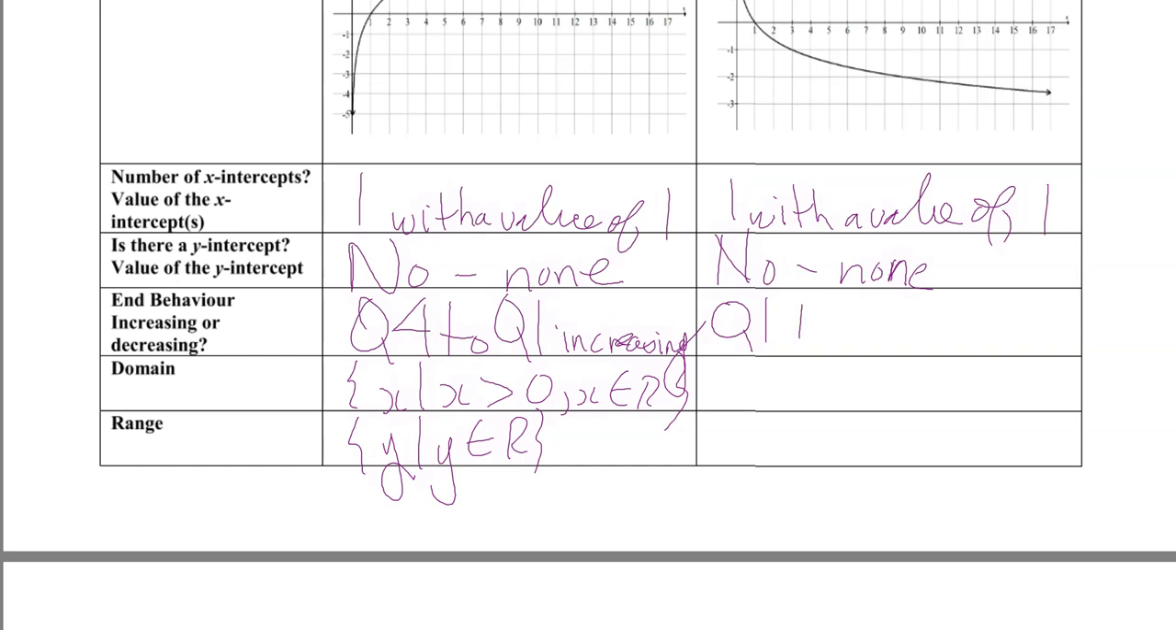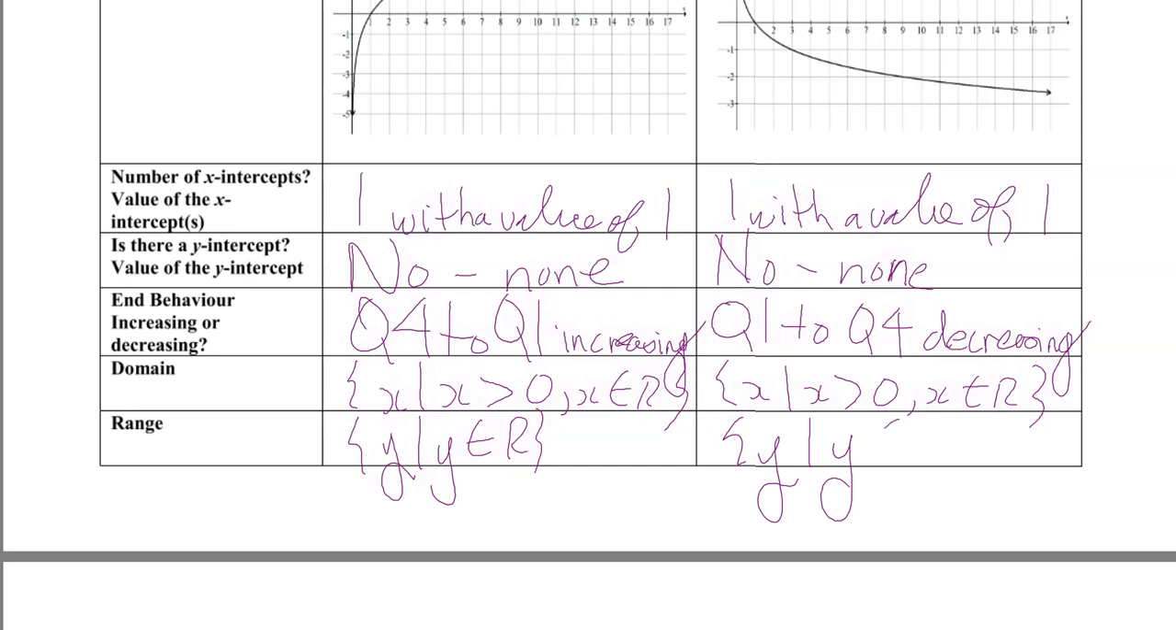If we say Q1 to Q4, do we really need to say decreasing? I mean, the only way you're going from Q1 to Q4 is to be dropping. But again, adding another word doesn't hurt. Helps us when we're drawing it, just to remember, okay, this is going down. Domain. So still, domain is greater than 0. Range. Y belongs to the reals, right?